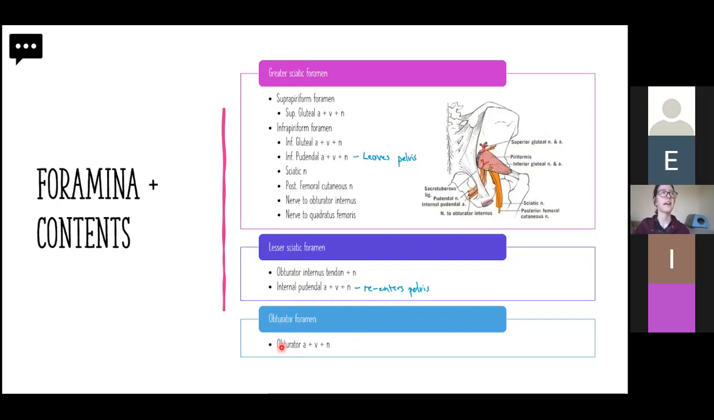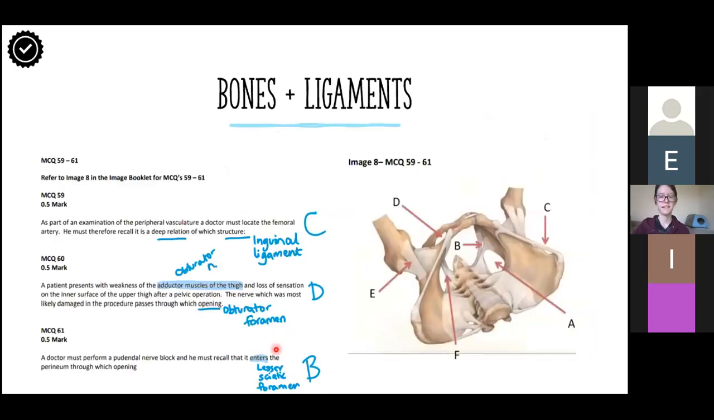All right, and here are your answers. People sent them through to me. Perfect. So you can quickly tick those ones off. And let's go on to spaces in the pelvis.